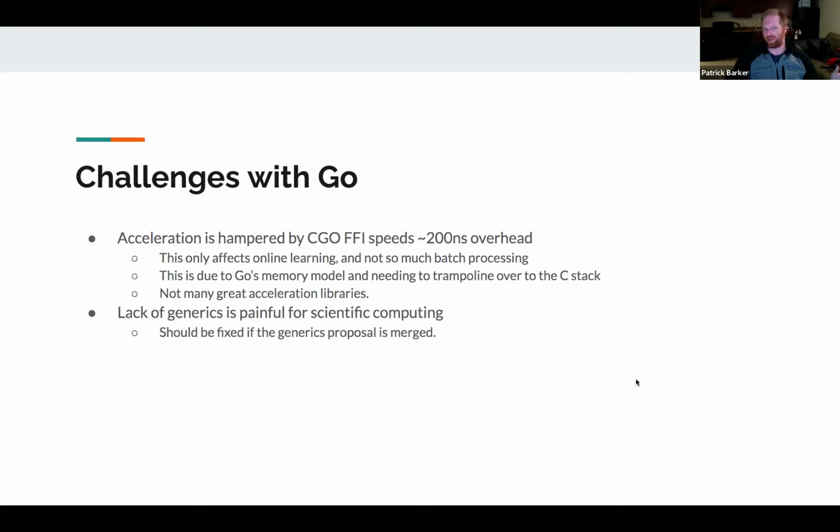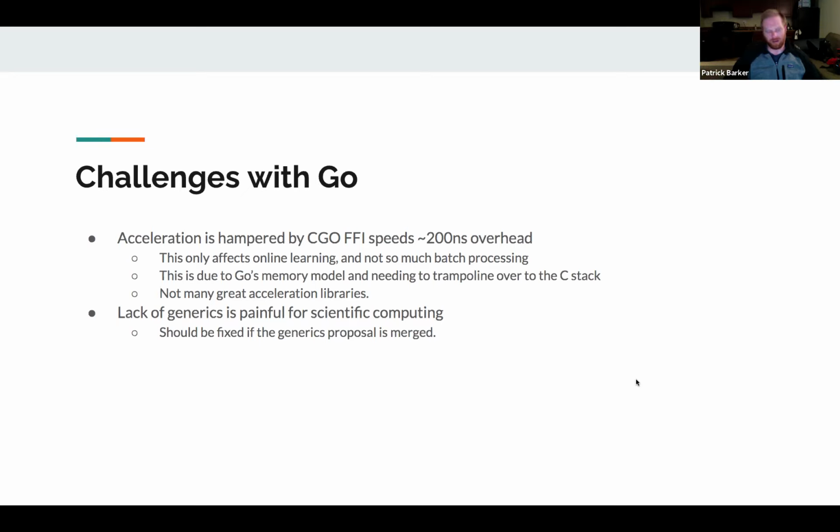Now, normally when you train, you do it on batches. So you're doing such a large batch of stuff that it doesn't matter too much. When you get into reinforcement learning, you end up doing a lot more online learning. And it does affect it to an extent there. So it kind of depends on what you're doing with it. But this is largely due to Go's memory model and the fact that Go has memory arenas that do not map to a C stack well. So it has to basically trampoline over to a C stack. You'd either need to do that or have a C stack per Go routine. And that would just be so much overhead, it wouldn't make sense. So they trampoline to a C stack. That trampolining costs time. This is probably one of the biggest hindrances to Go right now. It's not that big of a deal if you're doing supervised learning. It can become more of a deal with other stuff.